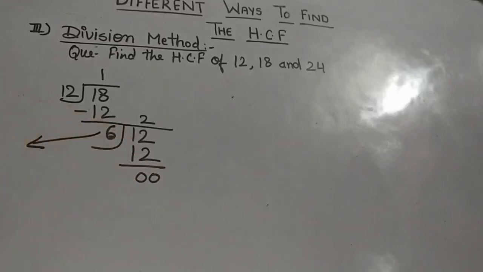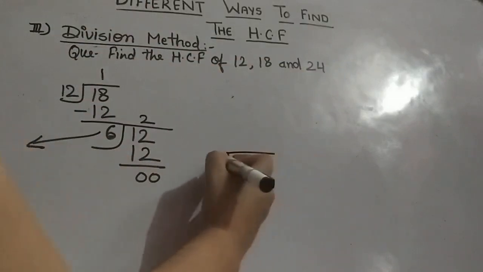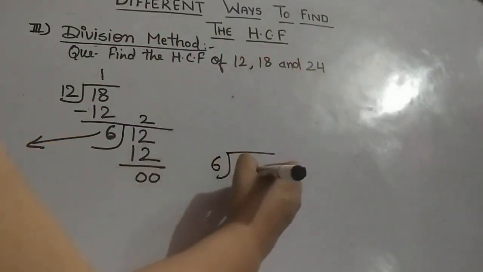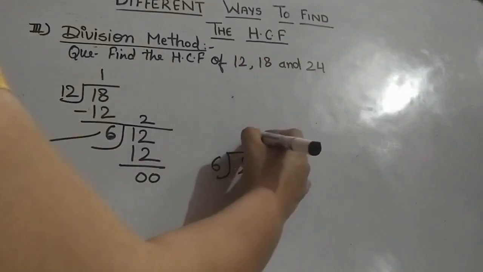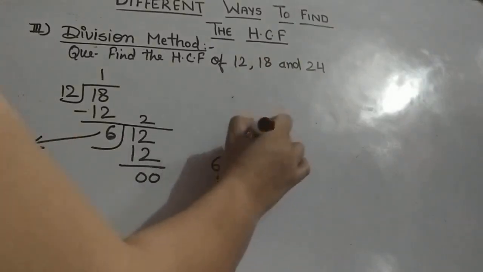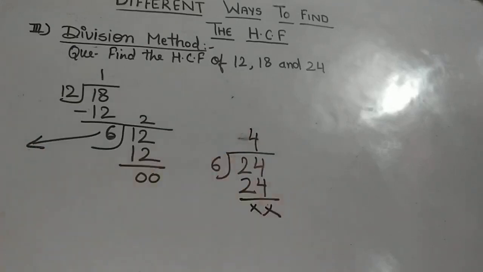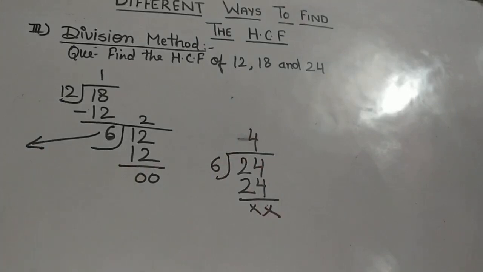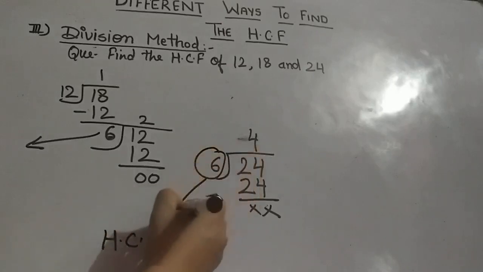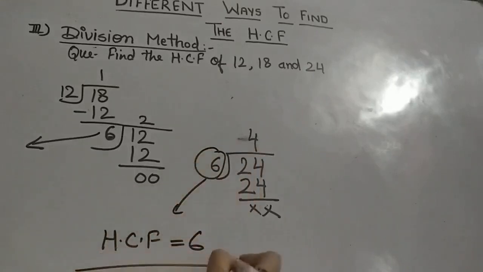Now we will find out the HCF of the last divisor and the last number. Again the smaller number will be the divisor. 6 4s are 24. Always the last divisor will be the HCF. So what is our last divisor? 6. So our HCF is 6.